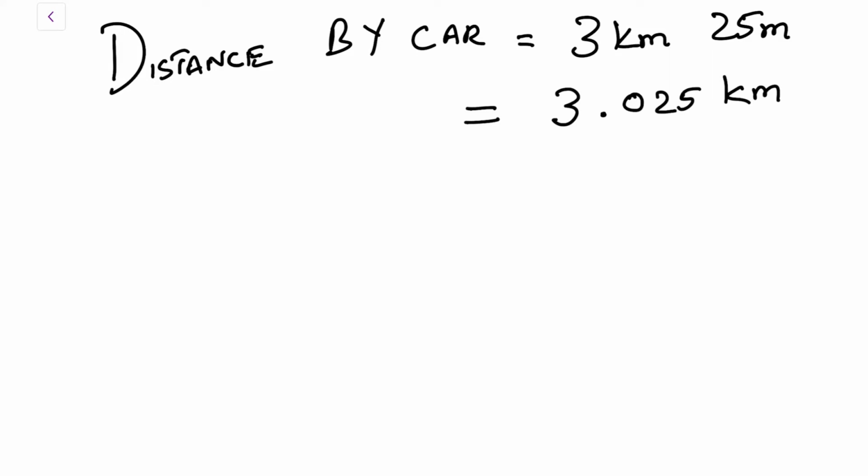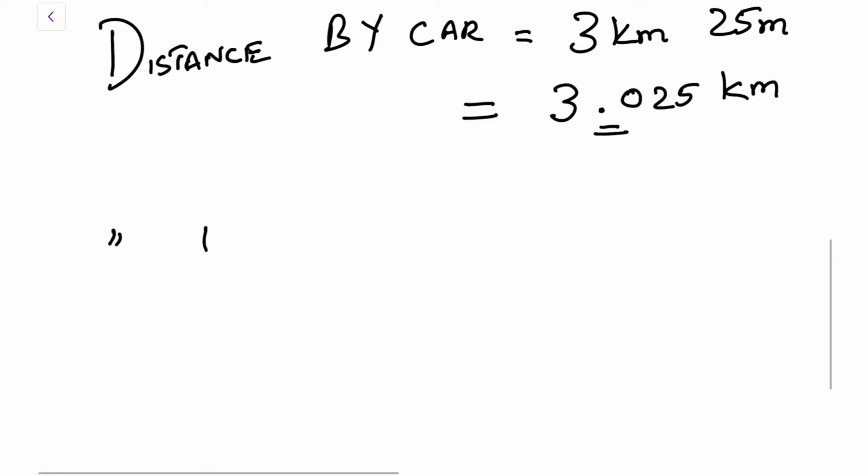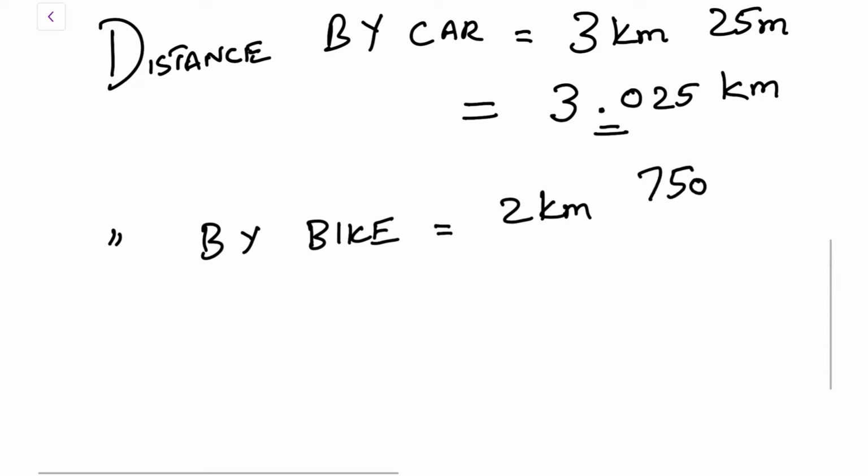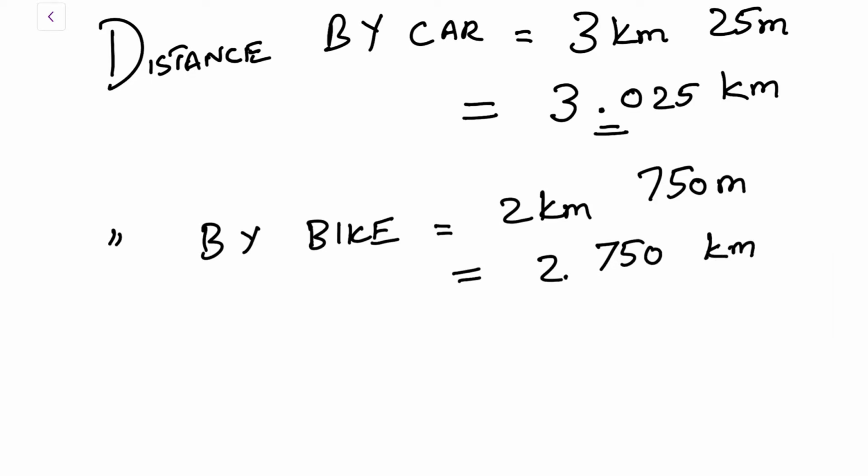All right. If you don't remember how to do this, go back to your previous chapter. You've seen how you can convert meter to kilometer. 1 meter is 1 by 1000 kilometers, and that's how you get this 3 kilometers 25 meters as 3.025 kilometers. Now, what is the distance he travels by bike? What's given? 2 kilometers 750 meters. Now this can be written as, can you guess? 2.750 kilometers. That's right.